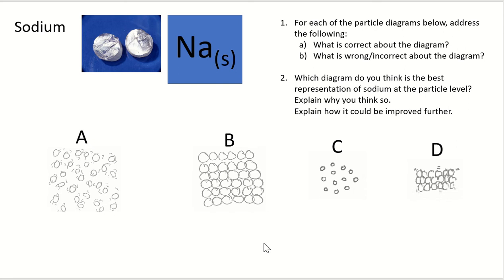So go ahead and pause the video and take a minute or two to do this for A, B, C, and D below. So you're going to write what's correct, what's incorrect about each of the 4 diagrams, and then number 2, identify which one is the best in your opinion, explain why you think so, and explain how it could be improved further. So go ahead and pause now.